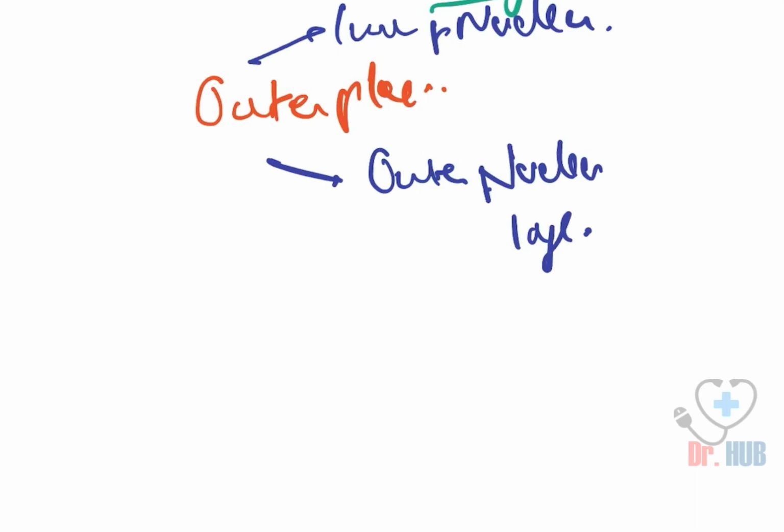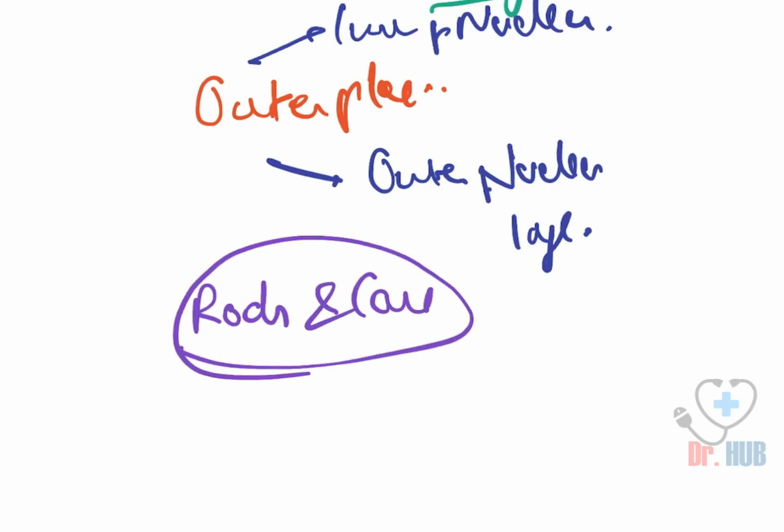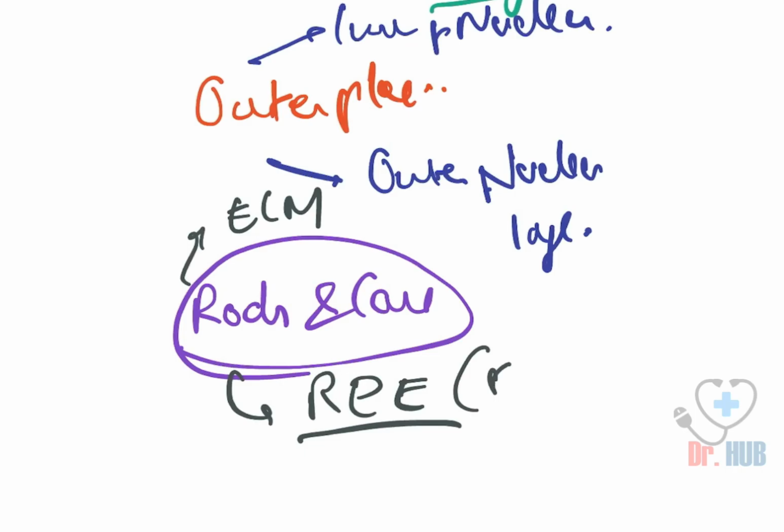Next, we look at the rods and cones. So the rods and cones are lined between the external limiting membrane on the inside to the retinal pigment epithelium on the outside.